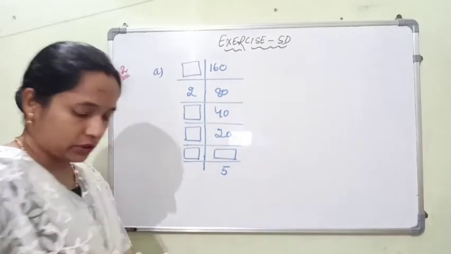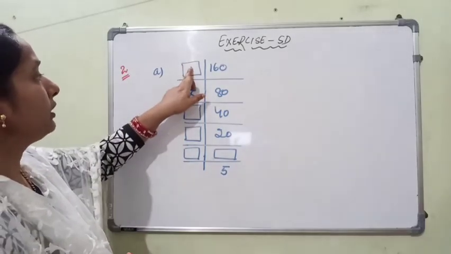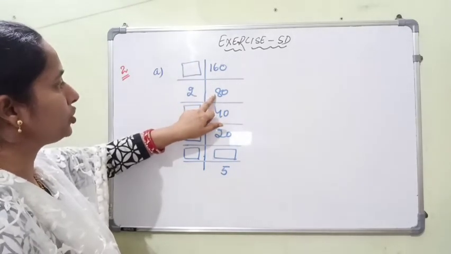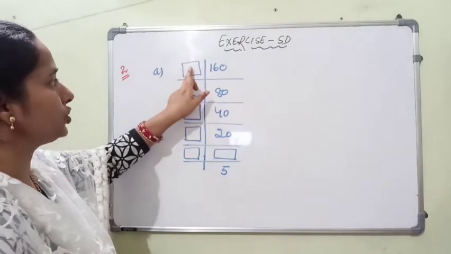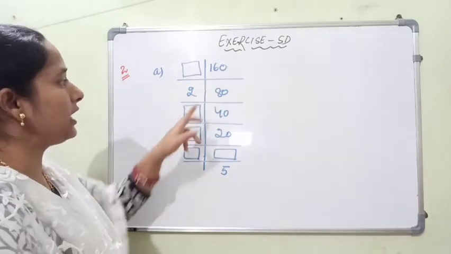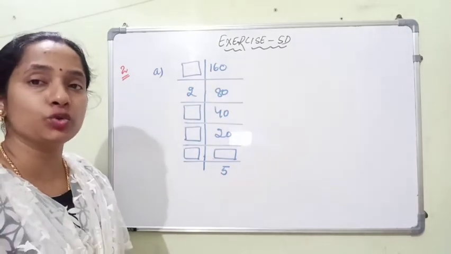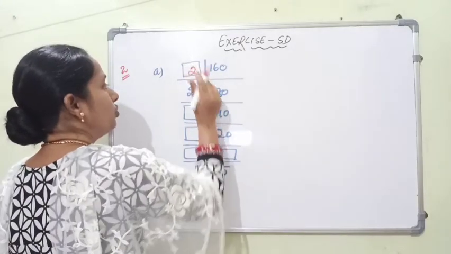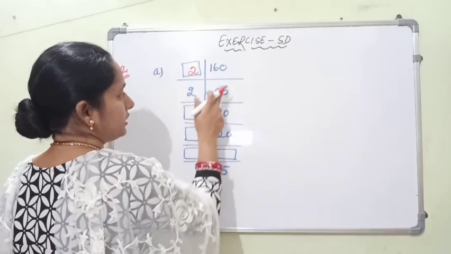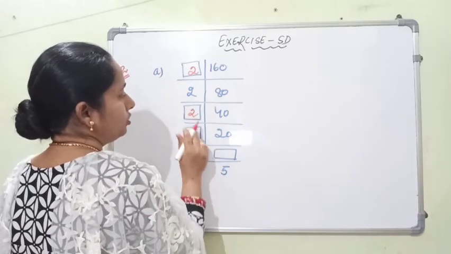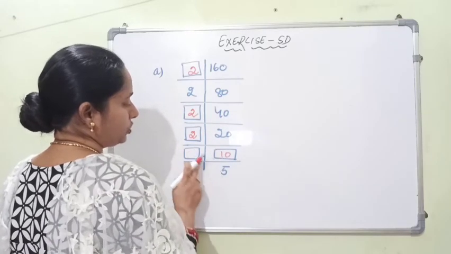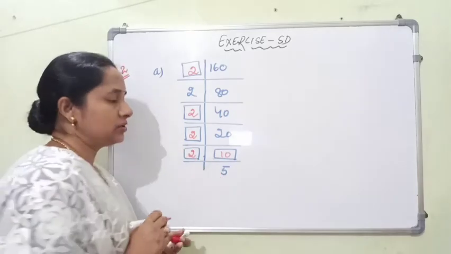So come on, let's try. Whatever number you will get here, that number and the product of 80 should be equal to 160. So how can you find this? You can find this by dividing 160 by 80. 80 how many times is 160? 2 80s is 160. Next, 2 40s is 80. Then 2 20s is 40. Then 2 10s is 20. And how many times of 5 is 10? 2 5s are 10.